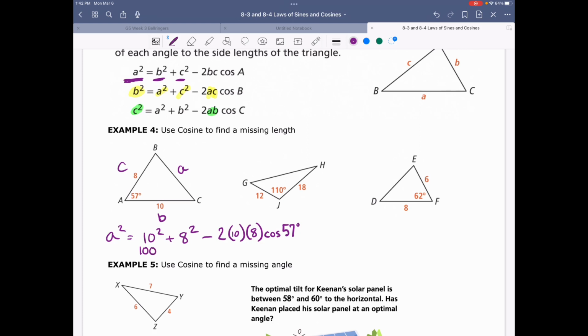Ten squared is 100, 8 squared is 64, and 2 times 10 is 20, 20 times 8 is 160. Then we'll simplify: 100 plus 64 is 164 minus 160 cosine 57. So we're just simplifying. And now I can put that in my calculator, and that'll be what a squared equals, so we'll also have to take the square root of that.